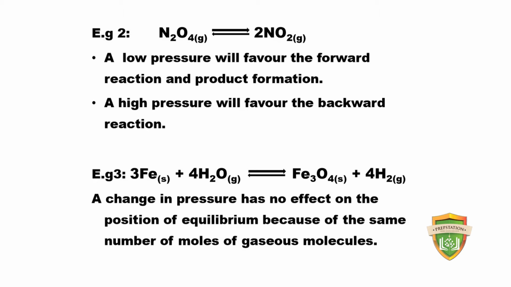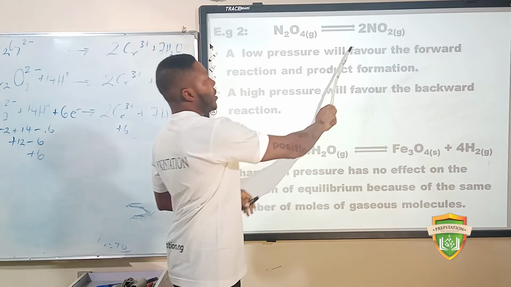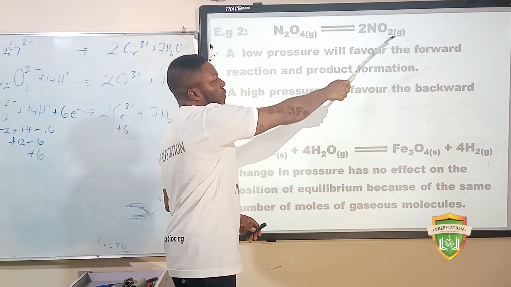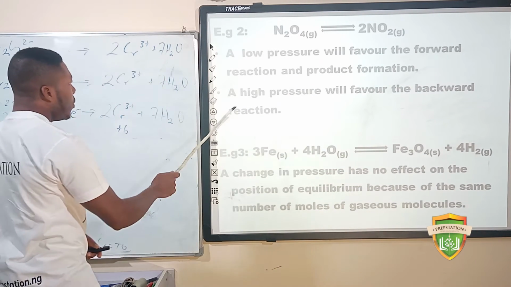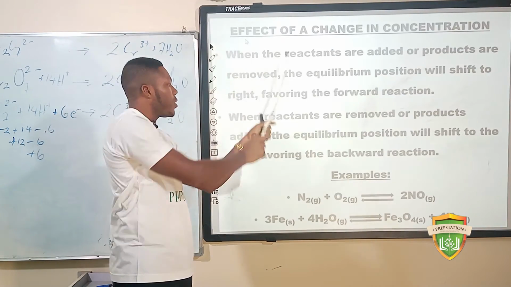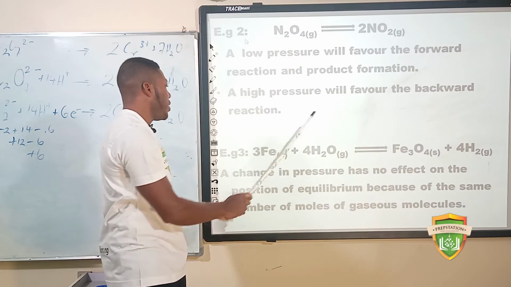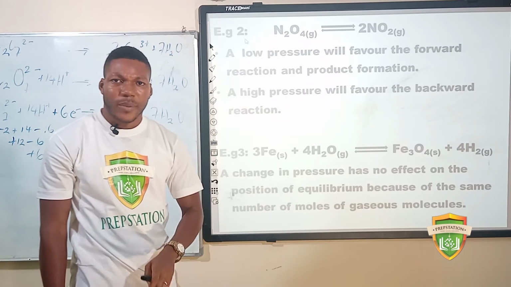So now, it will push the system to favor the forward reaction, to produce more of nitrogen 2 oxide. But when you apply a high pressure, it will come back to the backward reaction and favor N2O4. These are the major keys when it comes to effects of pressure in an equilibrium system.